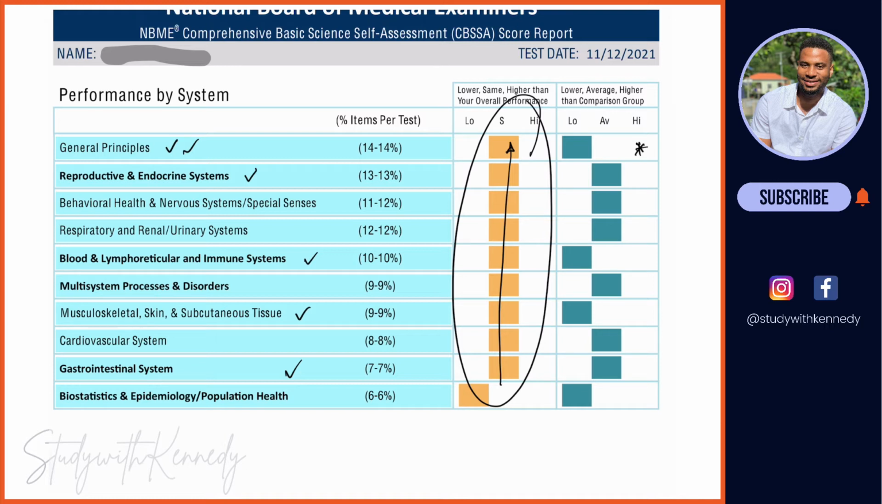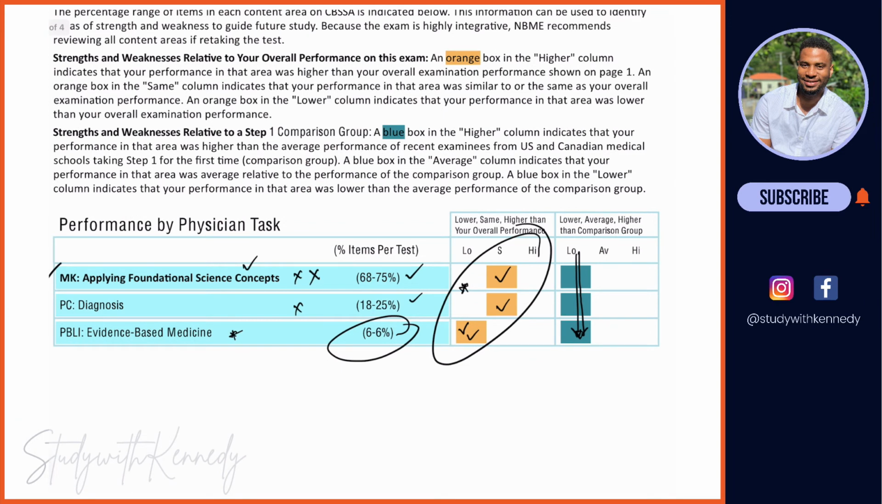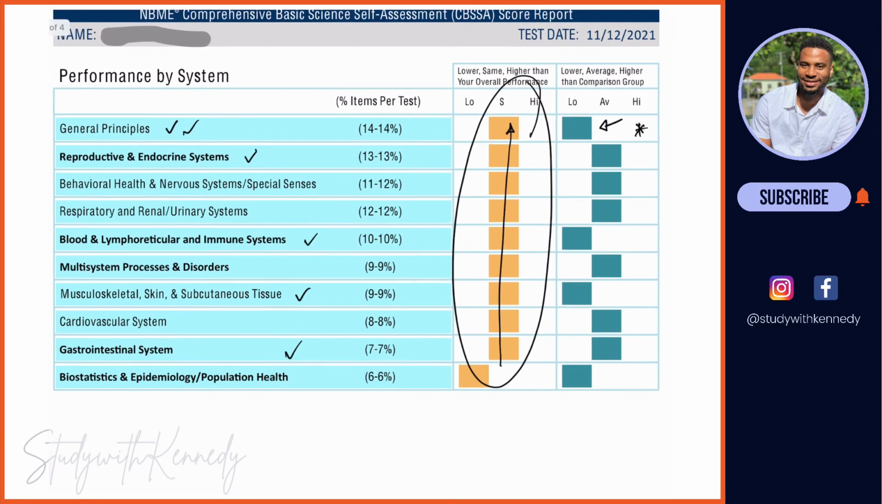Once again, when you compare yourself to everybody else, you see that the general principles is weak here, which is very easily reflected up here in the application of foundational science concepts. You can't apply what you don't know. Once again, general principles are the most important aspect of your preparation for the USMLE.